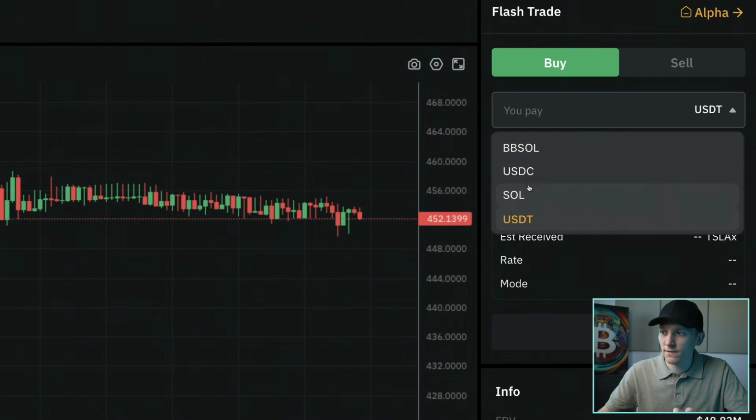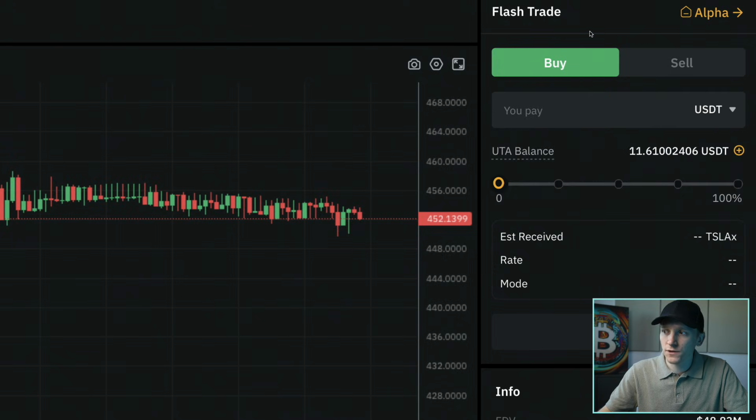I think you can use USDC, USDT. You can use Sol and BB Sol as well. In the future, they may support other blockchains as well, so they may support other assets. But for right now, that's it.